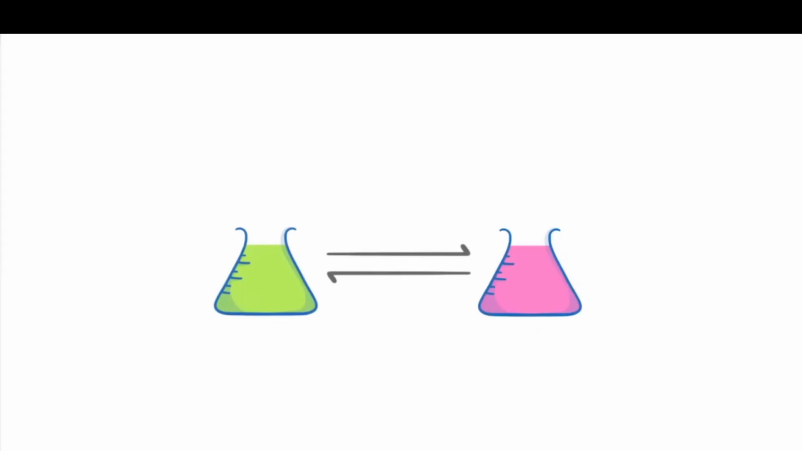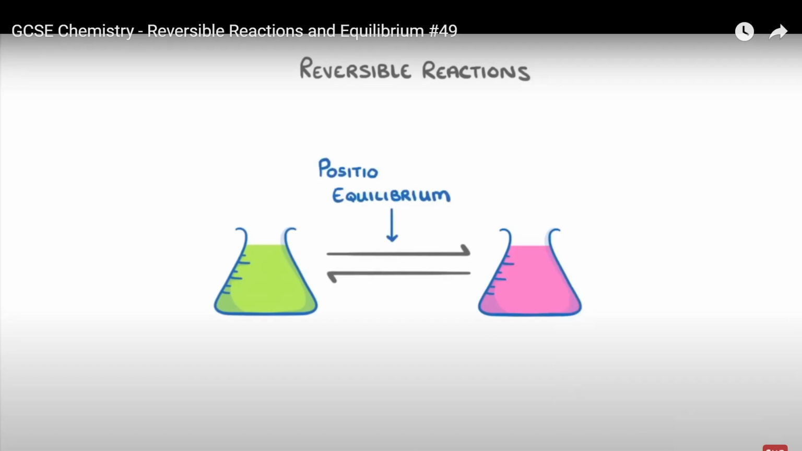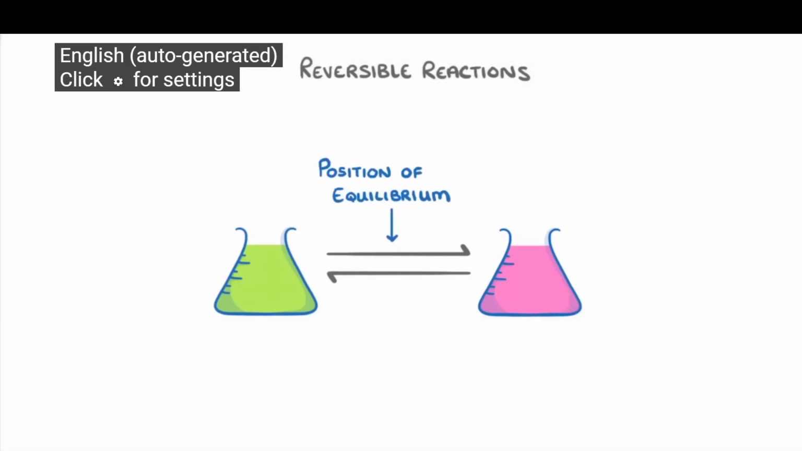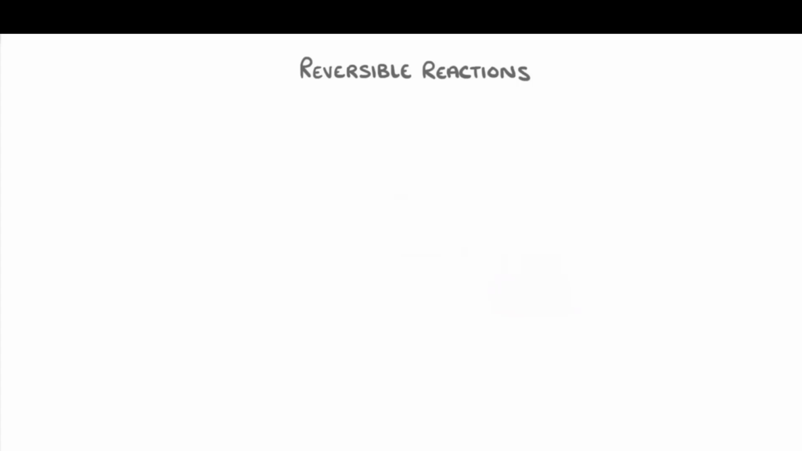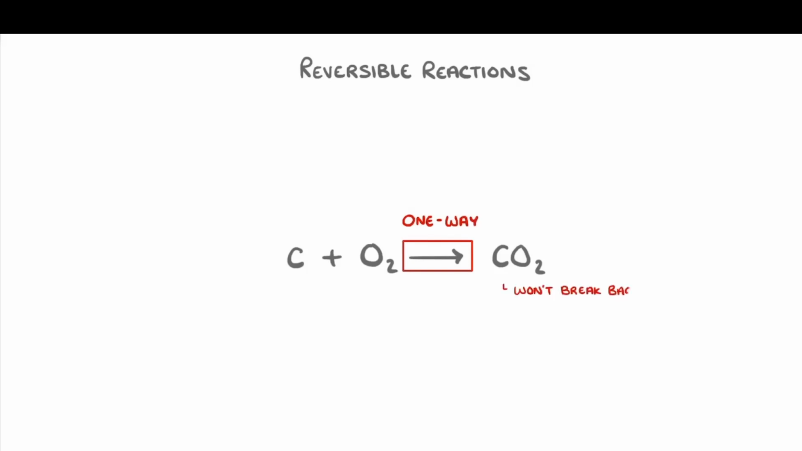In today's video, we're going to look at reversible reactions and see what we mean by the terms equilibrium and the position of equilibrium. Now, most chemical reactions look something like this, with the arrow in the middle pointing to the right, to indicate that the reactants can turn into the products. This means that it's a one-way reaction. Once the carbon dioxide is formed, it won't break back down into carbon and oxygen.